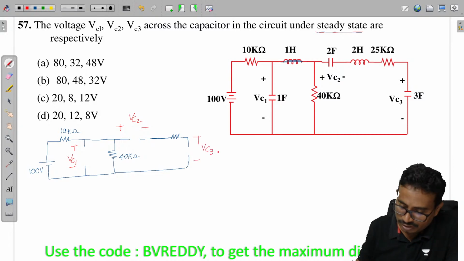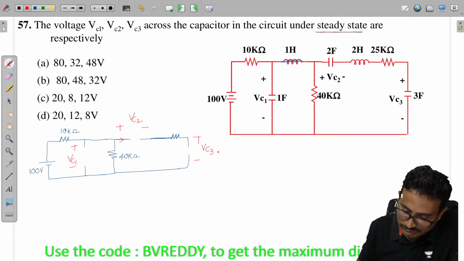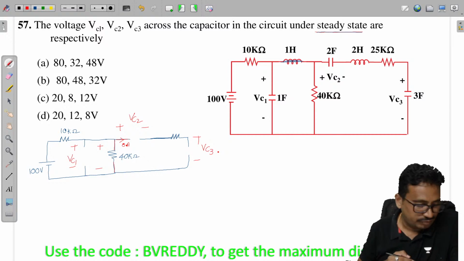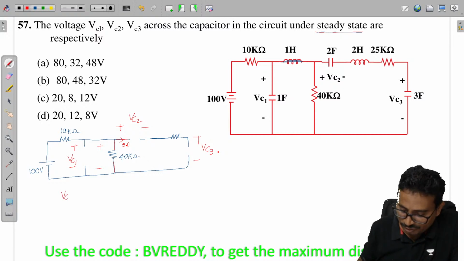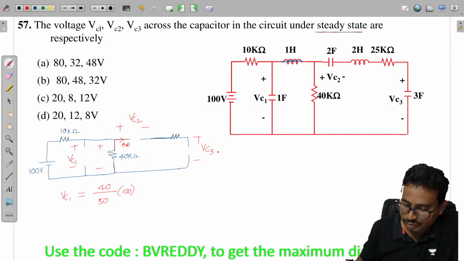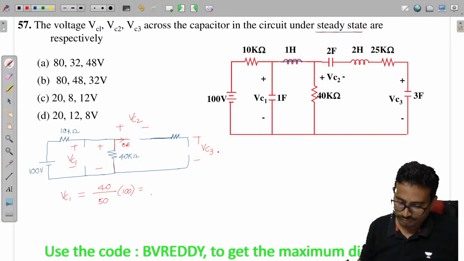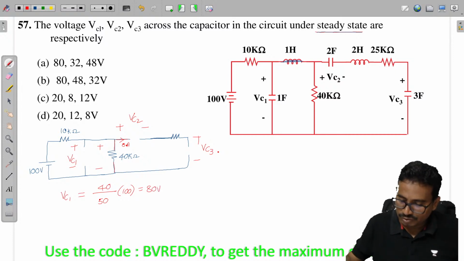Now you tell me, there is no flow of current here, isn't it? This current is 0. That means the voltage across this 40K is nothing but VC1. So how much is VC1? By using VDR, 40 by 50 into 100, which is equal to 80 volts. That means this voltage is 80 volts.